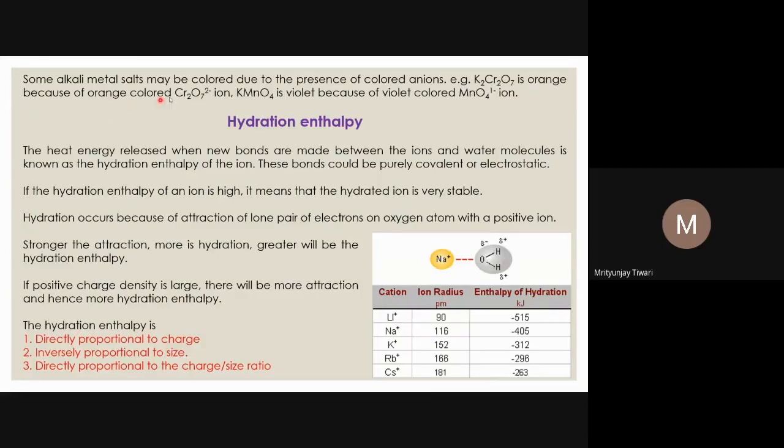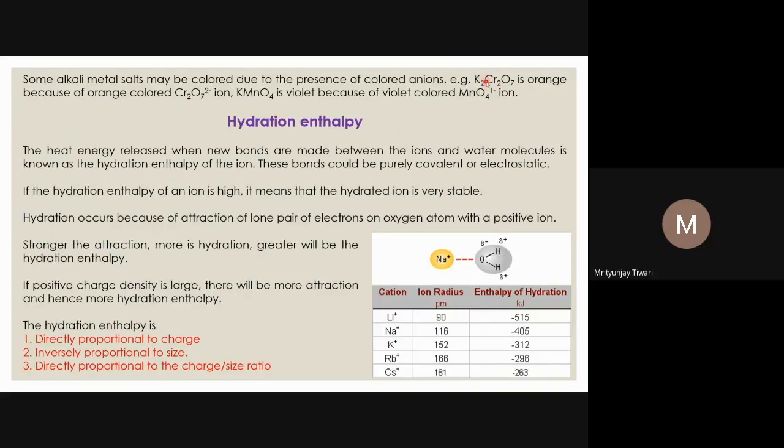Some alkali metal salts may be colored due to the presence of colored ions. If you remember potassium permanganate, it is a pinkish violet color. It is colored, but its color is not because of the K plus. The color is because of the permanganate ion, MnO4 minus. Because of the manganese there, electron transfer happens in this complex anion, so that is how we see the color, not because of the alkali metal.